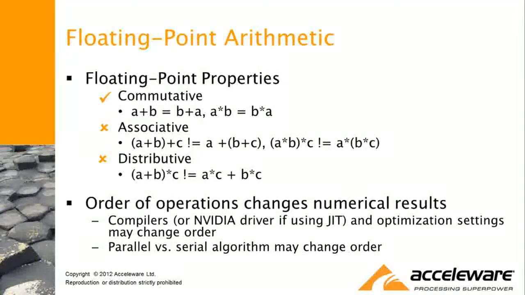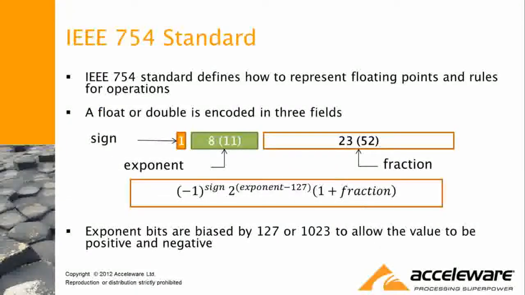So the order of operations changes numerical results. Compilers and optimization settings may change the order, and also whether it's a parallel or serial algorithm. I'm not going to go through this too much because I think it's pretty boring, and you probably already know this anyway, but they basically represent a floating point number as a series of bits which then gets mapped to a floating point value. So you have this mostly for your reference. And same thing with double precision. The first number is single precision, 32-bit, and the second number in the brackets represents the 64-bit representation.